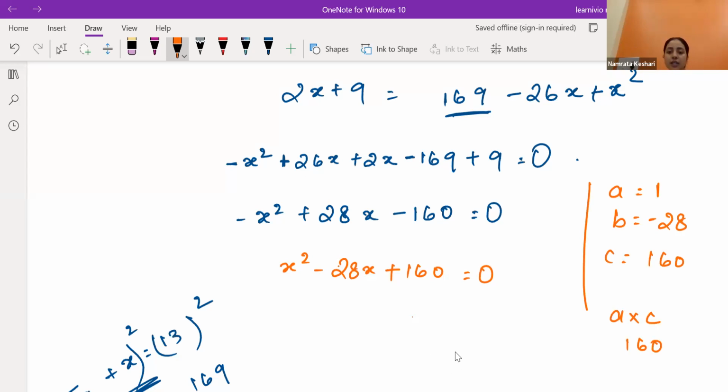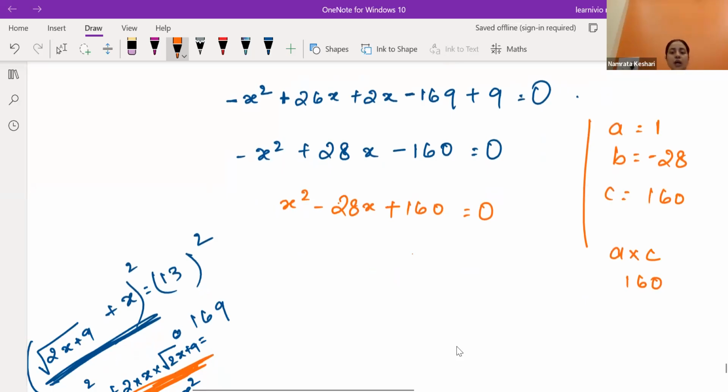Now we try breaking, factorizing this 160 so that we'll be able to generate the middle term, that is 28. We can take 20 and 8, because 20 into 8 equals 160. Which is multiplied together is 160 and adds up to 28.